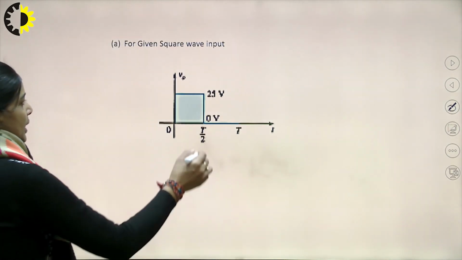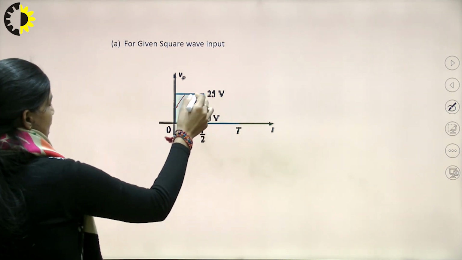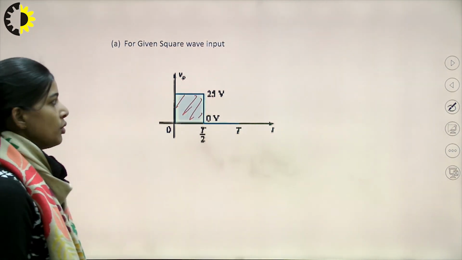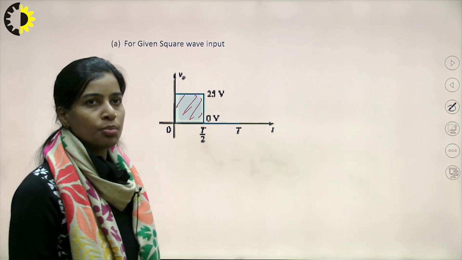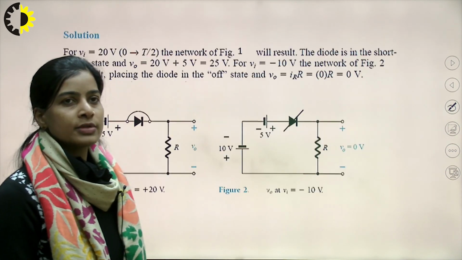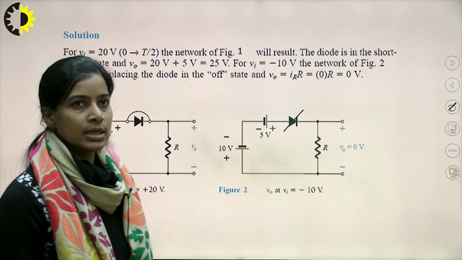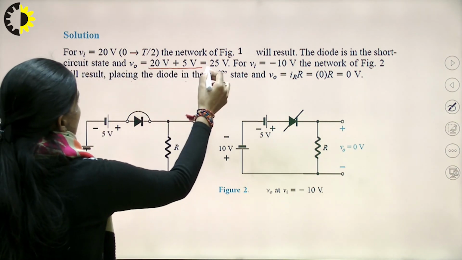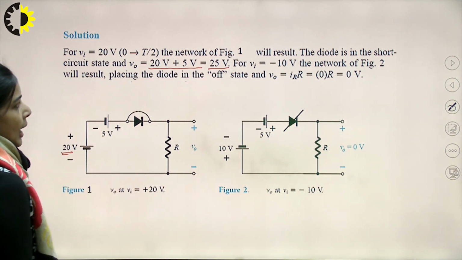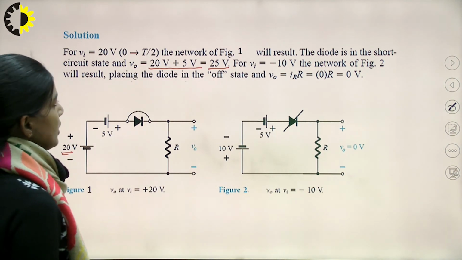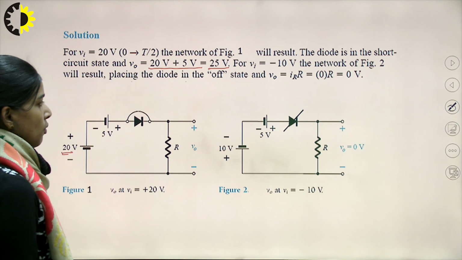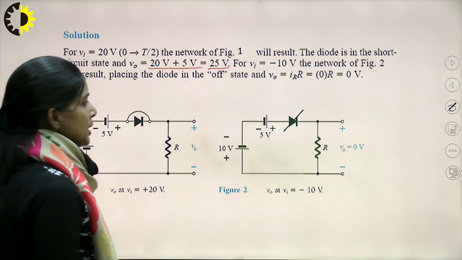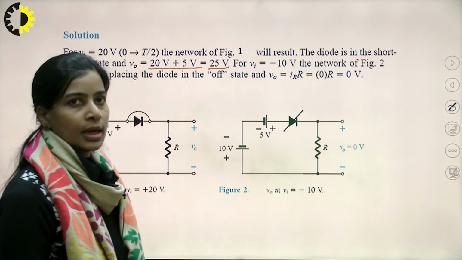So, that we get here at the output, that is 2.5 volts at the output, and for the negative cycle that is 0. So, the output for the positive cycle is 25 volts and for the negative cycle that will be 0 volts, because the diode will not conduct.